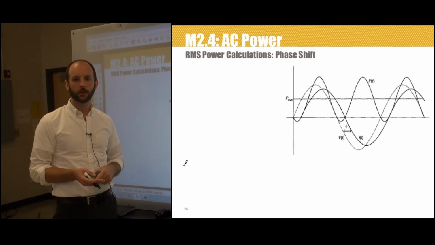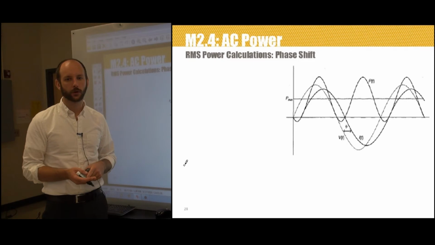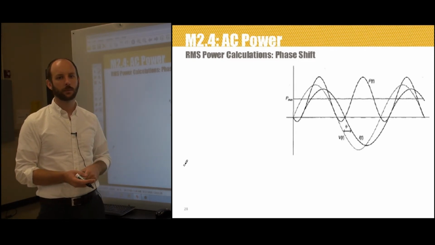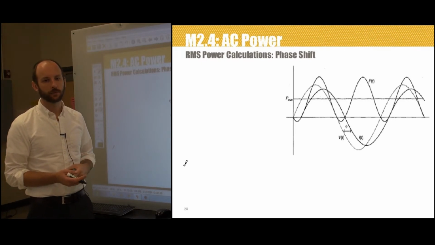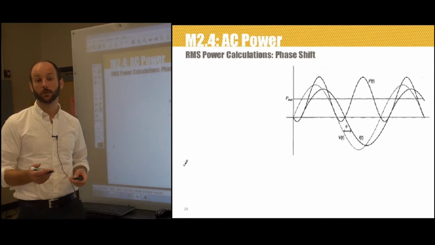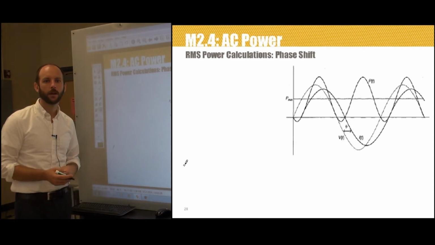And again, if we were interpreting this graph, we would need to recall that in a purely resistive case, the instantaneous power is completely positive, and in the capacitive and inductive case, instantaneous power is positive 50% of the time and negative 50% of the time. So their average power is 0, right?